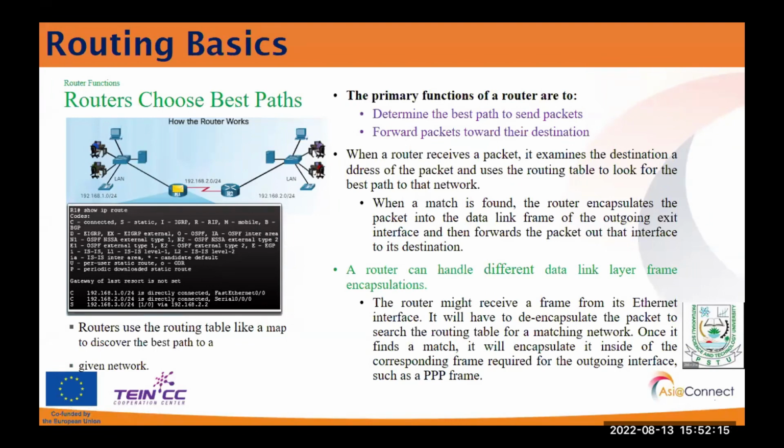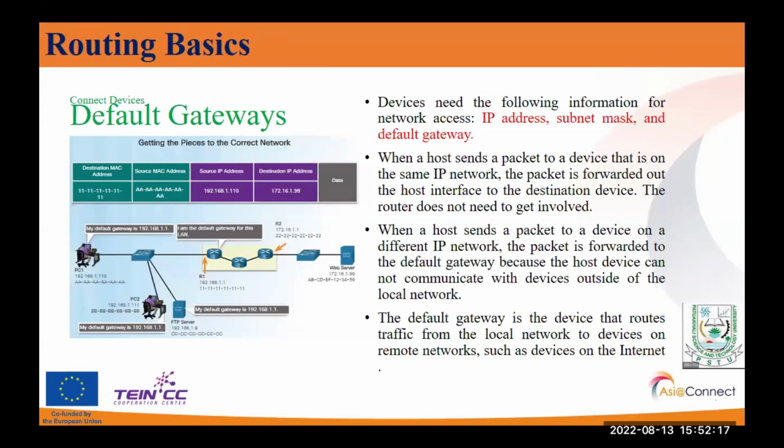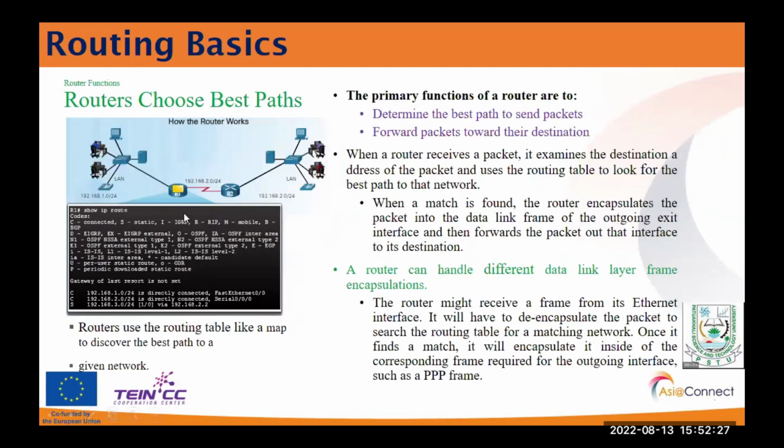And then this is another issue: the gateway, or default gateway. We are already familiar with this. Here we can see this router. Suppose router R1 receives a packet encapsulated in an Ethernet frame.